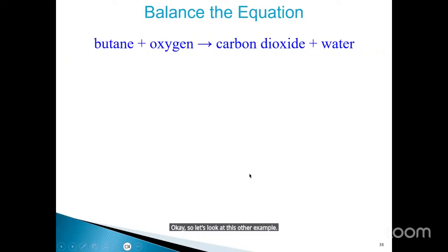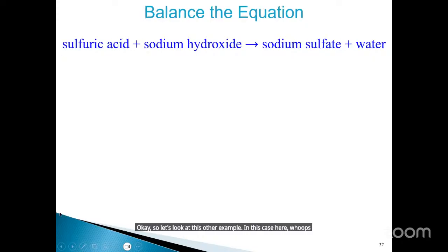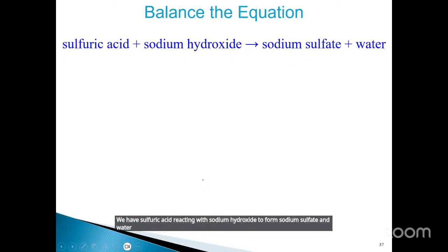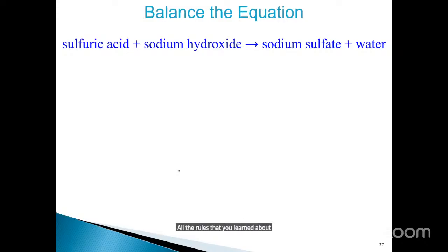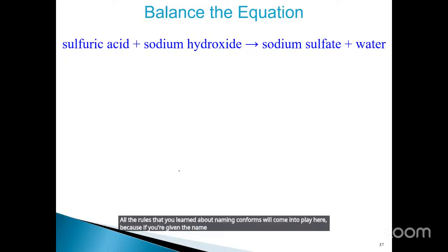In this case here, we have sulfuric acid reacting with sodium hydroxide to form sodium sulfate and water, all right? So the first step is that we need to write down the formulas of the different substances. So this is where what you learned in the previous chapter when it comes to nomenclature, naming compounds, all the rules that you learned about naming compounds will come into play here. Because if you're given the name of the compound in words, then you have to figure out what the correct formula is before you can actually go into balancing the equation.